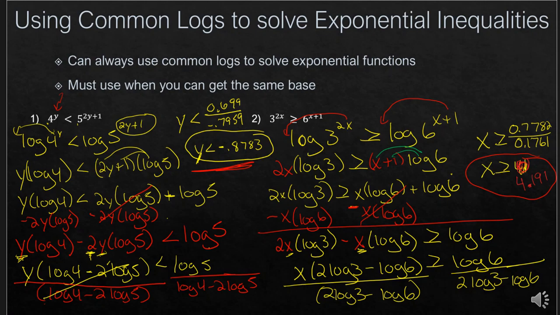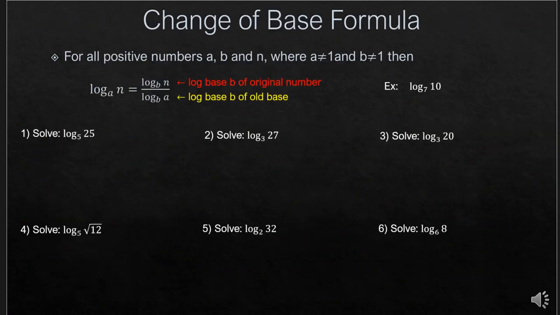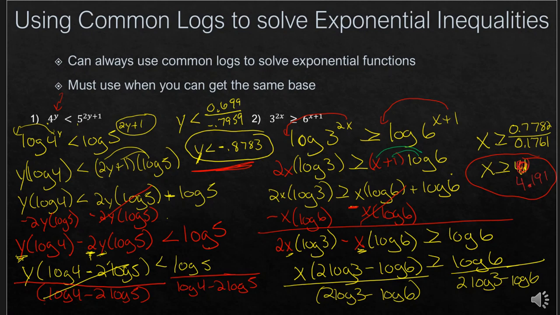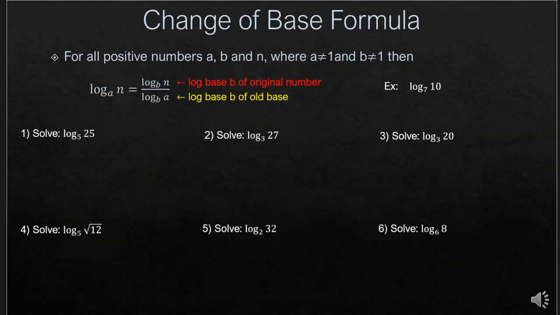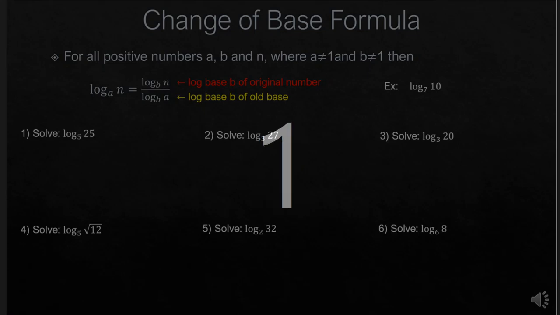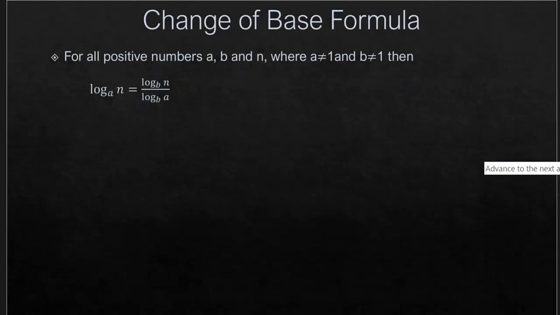All right, and one last slide. Our last slide here is going to deal with the change of base formula. So change of base formula, here is the formula itself. It says for all positive numbers a, b, and n, where a and b are not equal to 1. Obviously they're positive. So we don't want any bases of 1, because if the base is 1, none of these properties apply to it because everything is going to be 1.